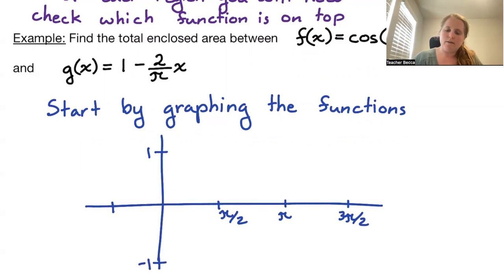for cosine, we know that we start at the point 0, 1. We pass through the point pi over 2, 0, then go down to pi, negative 1, pass through the point 3 pi over 2, 0. We also go through the point negative pi over 2, 0. So we have our curve.